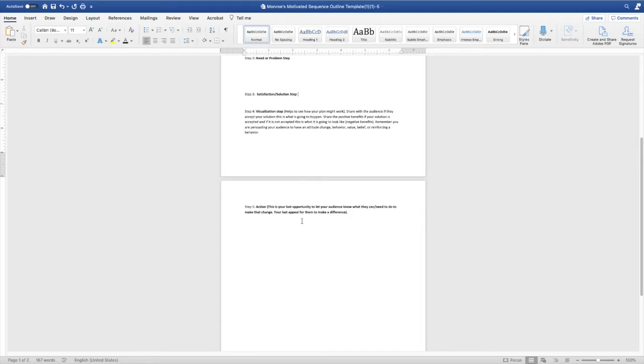If you need them to write to their state representative, many of us might not know who our state representative is. So where can they find that information? All that should be on step 5, the action step, so that the audience can know what they need to do to begin that change.